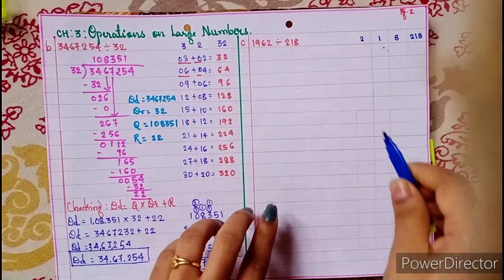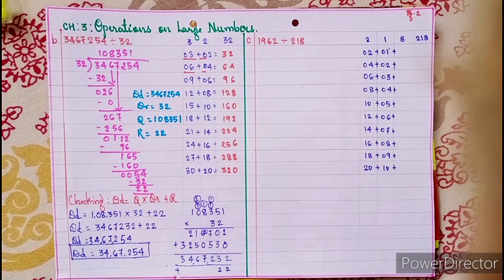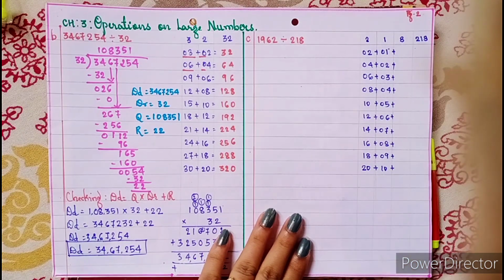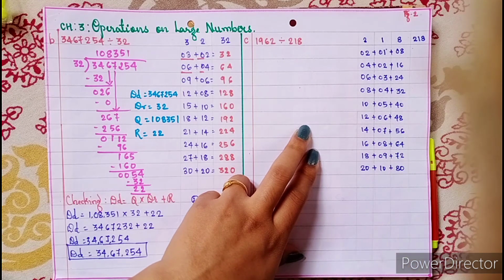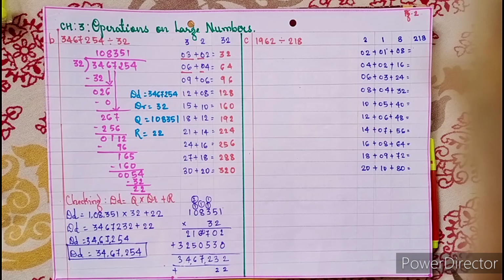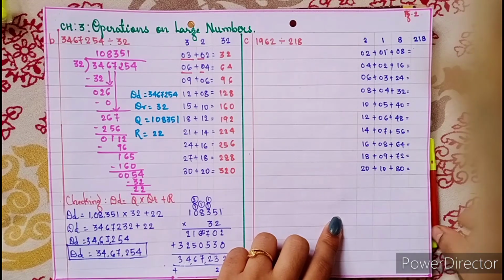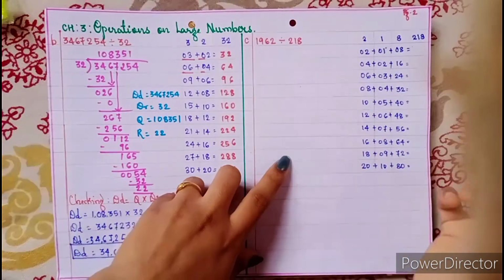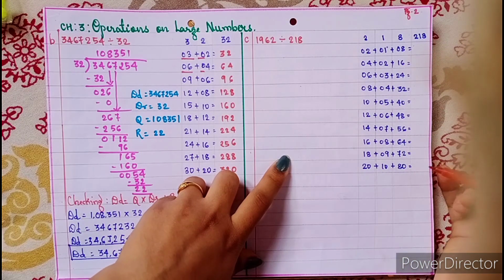So let me write the table of 2 now. Now I'll write the 1 table. Now let's write the 8 table. Let's put the equal sign to form the 218 table. As we did for the 2-digit table, where we copied the 1's digit as it is, we have to follow the same method for the 3-digit table. So I will copy all the 1's digits as it is. Let's do that.